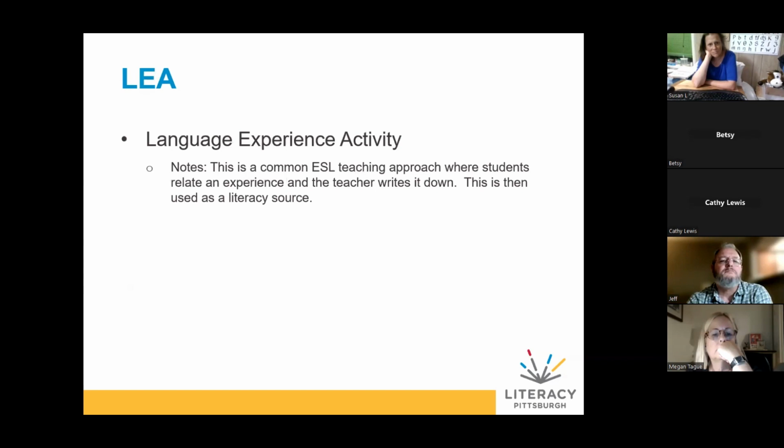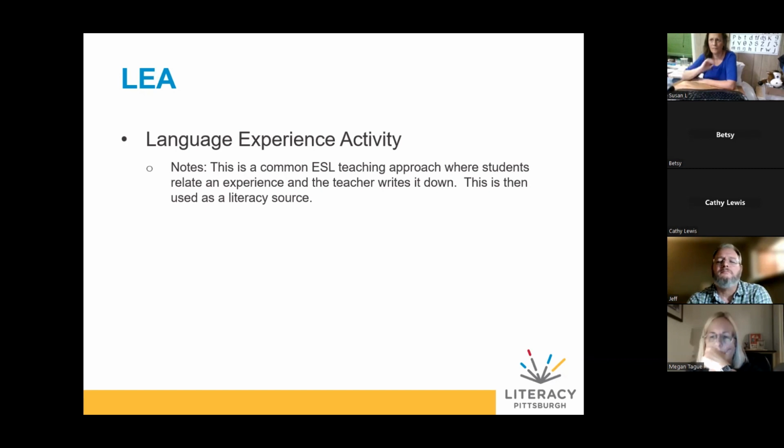And then one of our classic ESL activities is called an LEA, which is a language experience activity. So this language experience activity is an approach where a student will relay an experience, tell a story about something mundane or something that they find interesting. And the teacher will write it down as they tell this experience out loud.